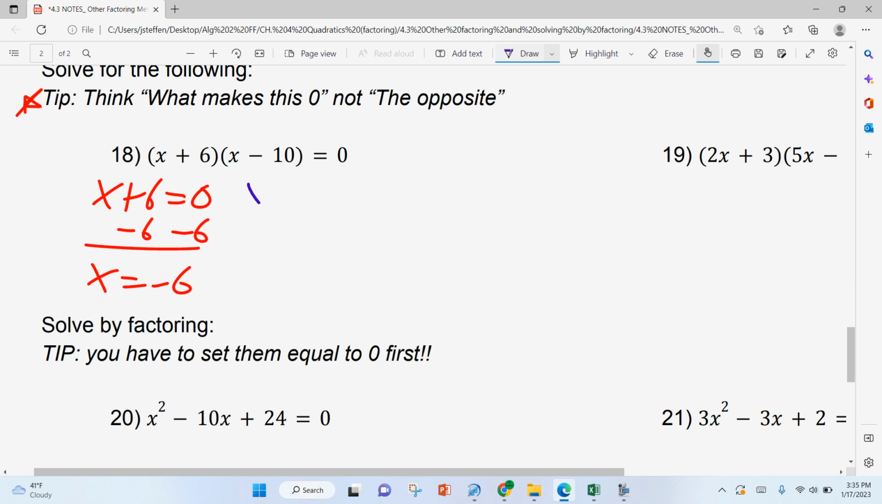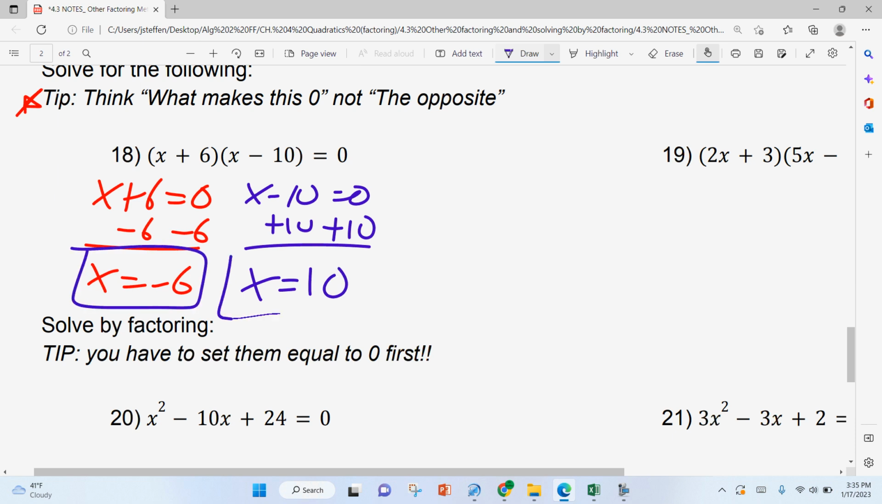So same thing with this. x minus 10 is equal to 0. So you add 10 to both sides. You get x is equal to positive 10. Those are your two answers. And for almost all these, you will get two answers.